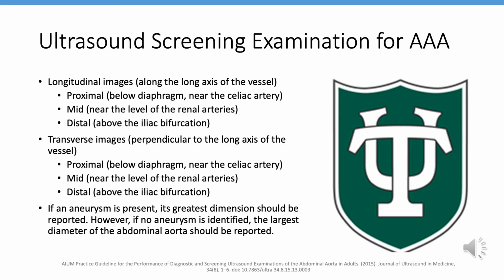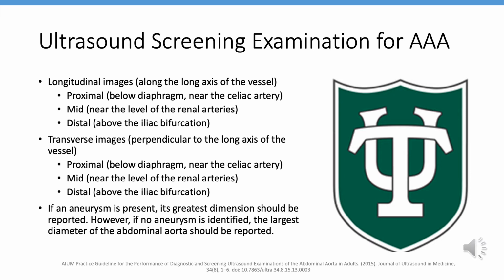The American College of Radiology has established some ultrasound screening examination requirements when being performed for an abdominal aortic aneurysm. Again, this is specific for screening. Requirements are quite simple in that longitudinal and transverse images are required in 3 locations. The first is proximal, just below the diaphragm near the celiac artery. The second location is considered mid, near the level of the renal arteries. And the third location is distal, which is just above the iliac bifurcation. Again, transverse and longitudinal images at each of those locations.